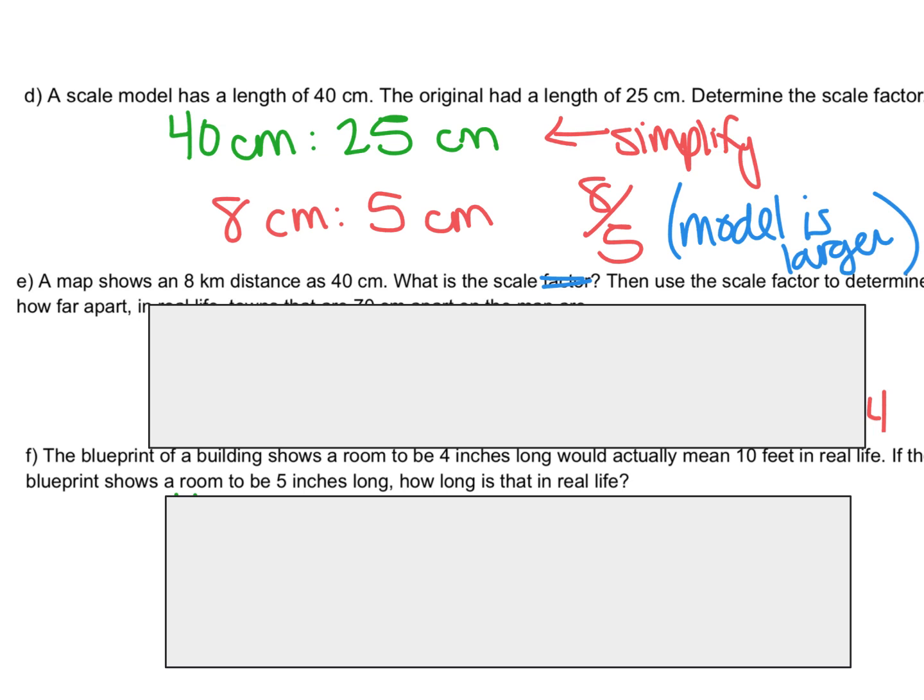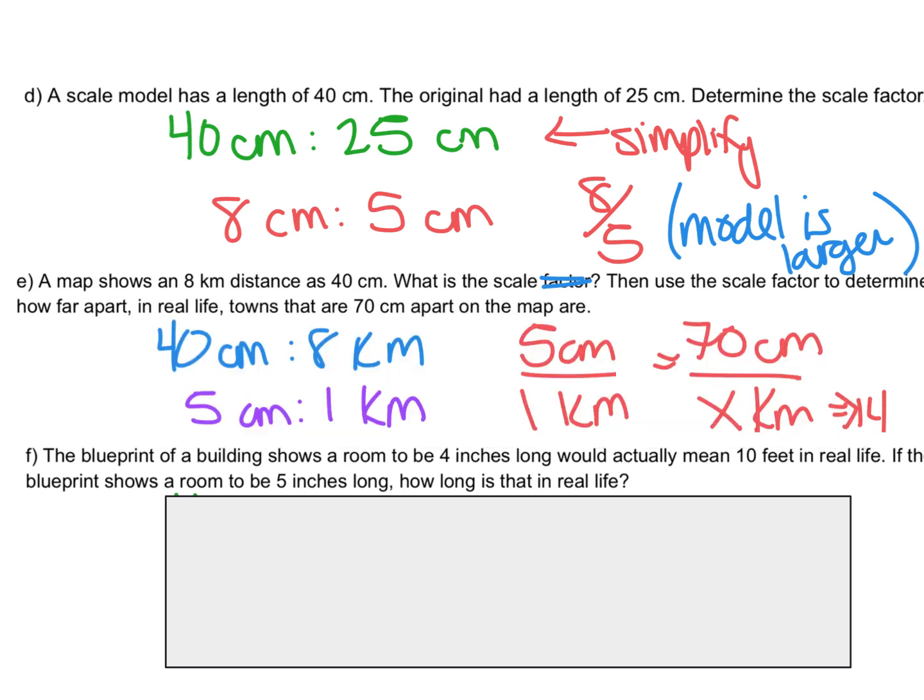The next one is a map. Says a map shows an 8-kilometer distance as 40 centimeters. What is the scale? Then use the scale factor to determine how far apart it is. So let's take a look at this one. So we have 8 kilometers is 40 centimeters. And this one, it doesn't tell us specifically how to set it up, so you could have 8 kilometers first if you wanted. This is going from smaller to bigger.